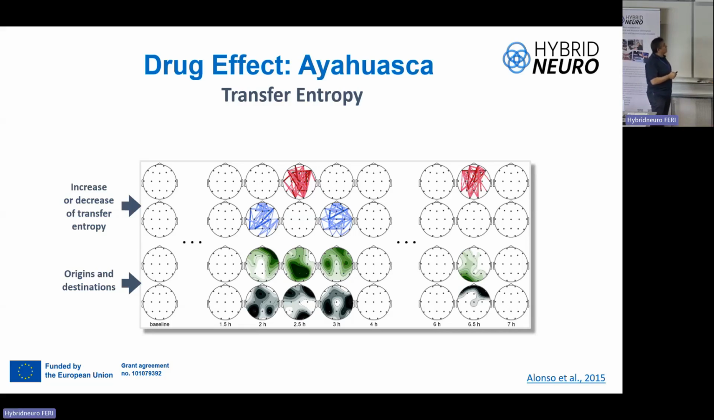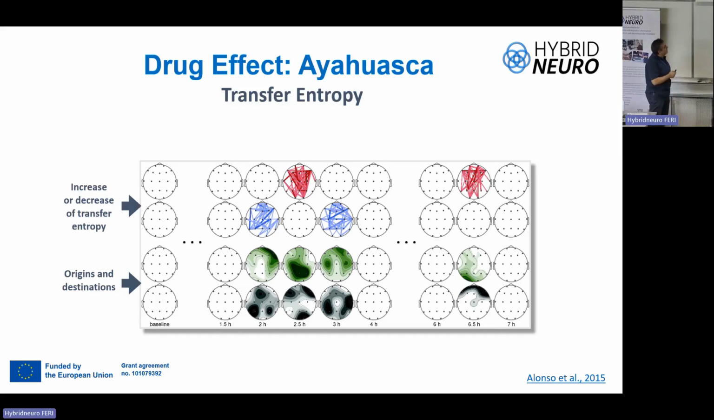We can observe these changes because my colleague Sergio saw several participants in the experiment during the night, and the participants saw pink elephants flying in the room, because it's a very strong hallucinogenic drug. But curiously, in some typical measures, like power in specific bands, they didn't find any change in the brain. So it's very difficult to know exactly what is happening in the brain. But with this transfer entropy, we observe these changes.